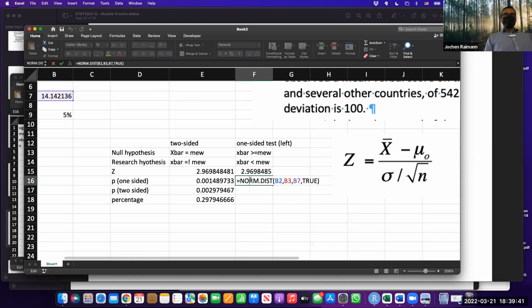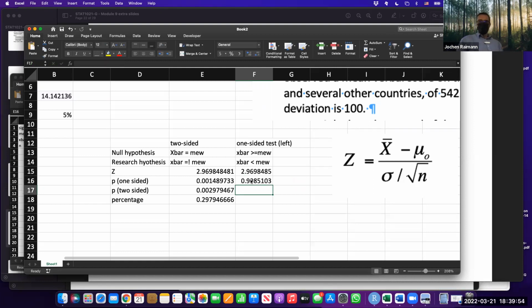So that means our risk of committing a type one error when we're rejecting 542 as a population mean of 500 is 99.9%. So it's almost certain that we're committing a type one error if we say this sample is different from the population mean.